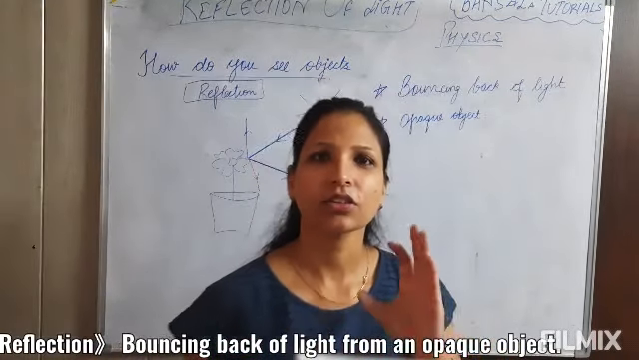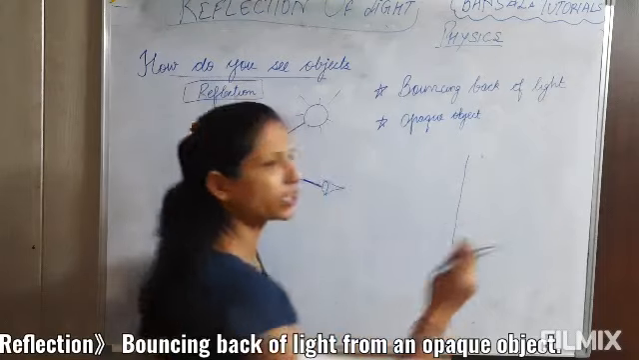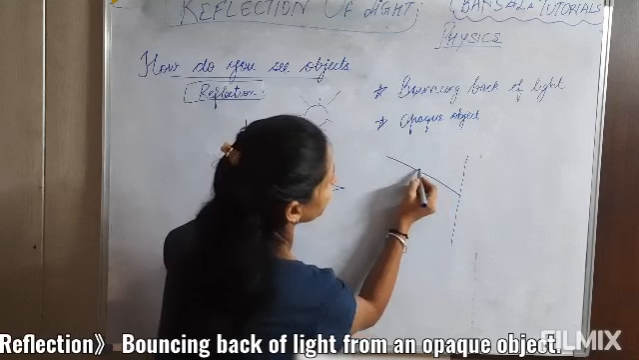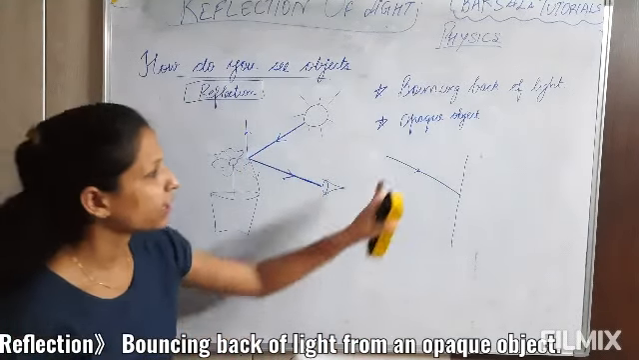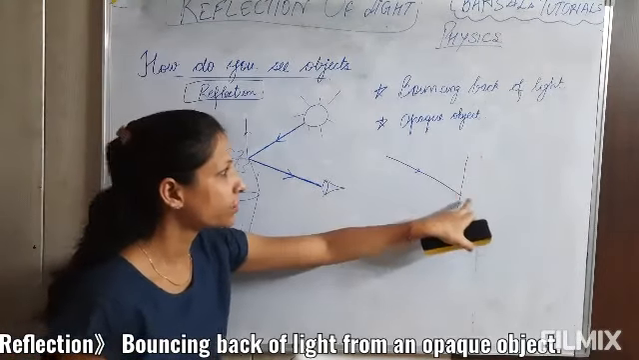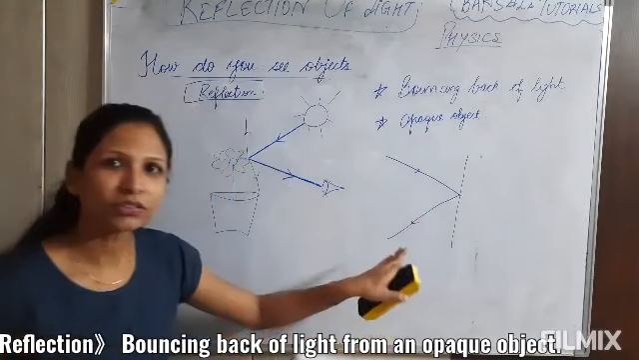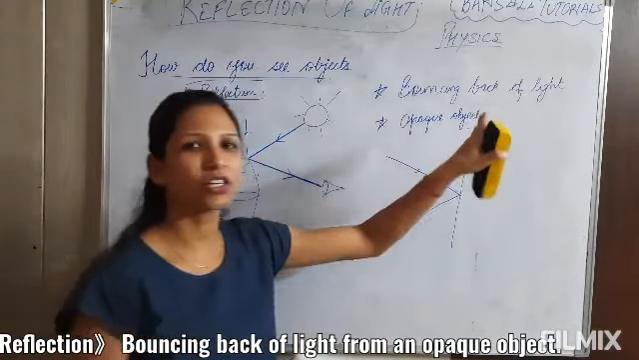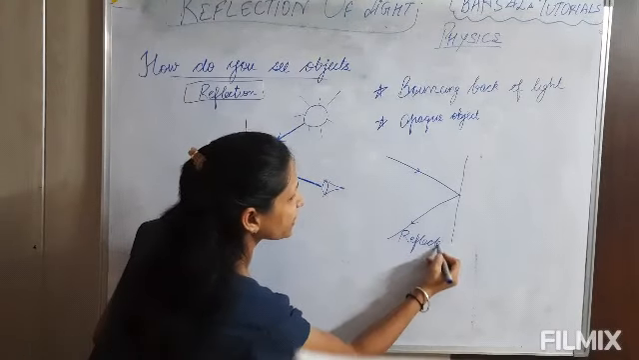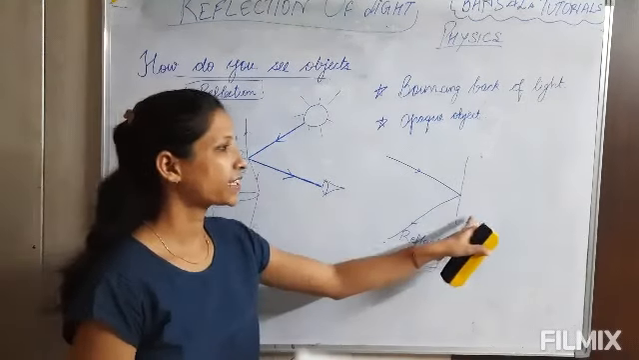So reflection takes place on an opaque object. How does this happen? Suppose you have an opaque object here, any kind of object, table, chair, any. Now here a source of light is emitting rays. It is emitting light. We take one ray of light. It strikes on this opaque object. It will not pass through. It will bounce back. This bouncing back is called the reflection of light. So this is the reflected ray. This is the reflected ray. It reaches our eyes. Because of this we see this object.